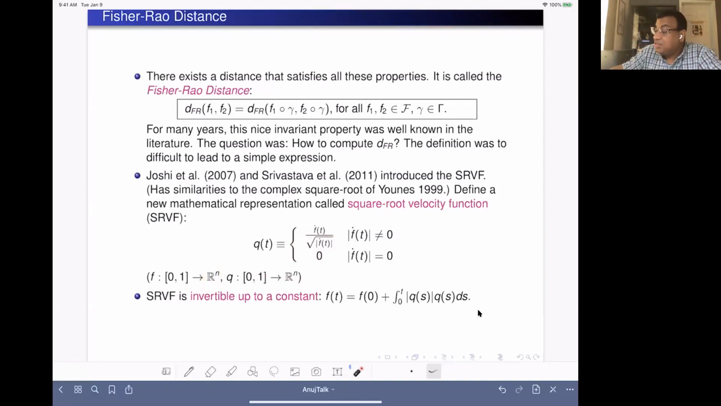So instead of working with the original function f, we compute an SRVF, which we'll call q, and we'll work with q. Now one can always go back from q to f using integration, using the formula. So it's a fully invertible representation. Because it is based on a derivative, you lose a constant. So you have to keep at least one constant to be able to go back.